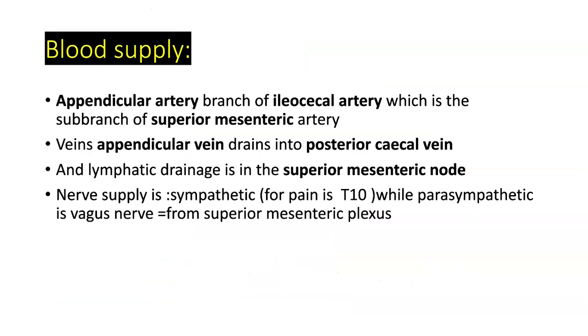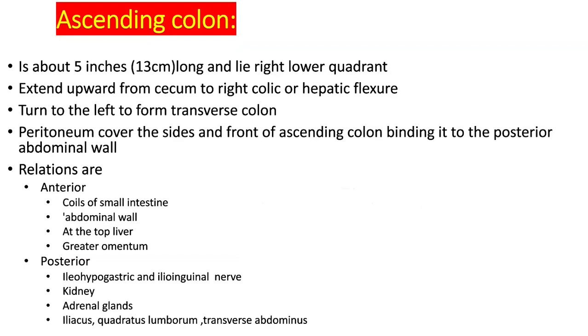The blood supply is from the appendicular artery, a branch of the ileocolic artery, which is a sub-branch of the superior mesenteric artery, while the venous supply drains directly into the posterior cecal vein. Its lymphatic drainage is into the superior mesenteric nodes, and its nerve supply is sympathetic from T10, while the parasympathetic is from the vagus nerve via the superior mesenteric plexus.